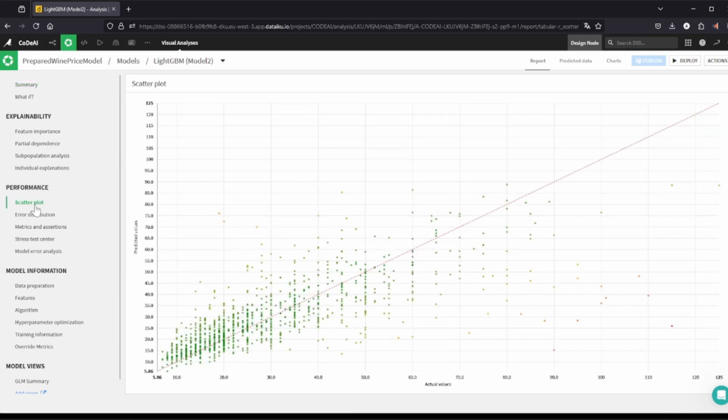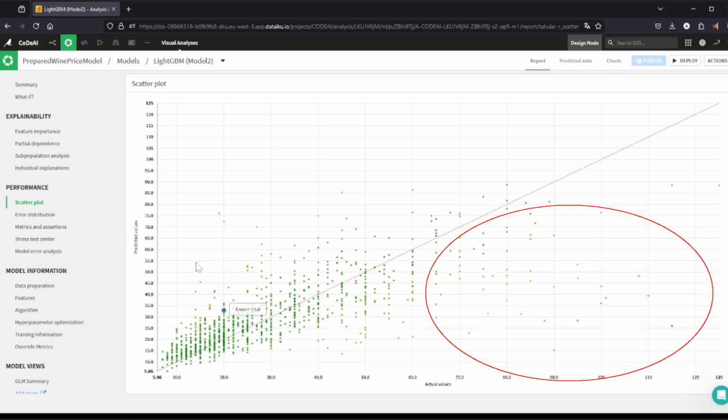This plot compares the wine prices predicted by the model with the actual prices. The closer the points are to the red line in the middle, the more accurate the predictions. However, looking at this plot, we see that for wines priced over $75, the model tends to underestimate the price, as many of the points are below the line. This is something we'll want to keep in mind when we refine the model.